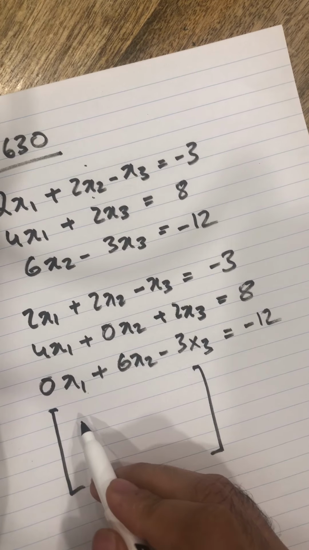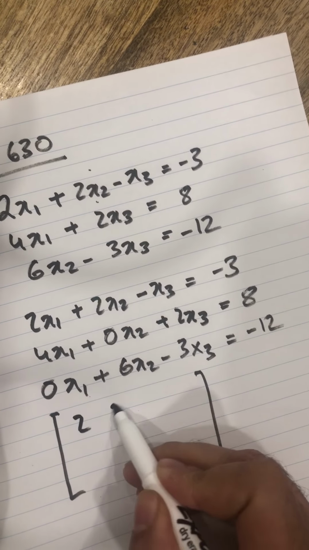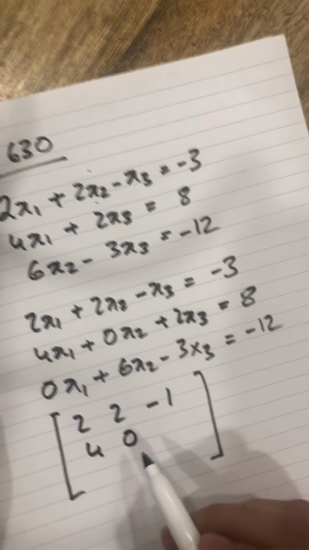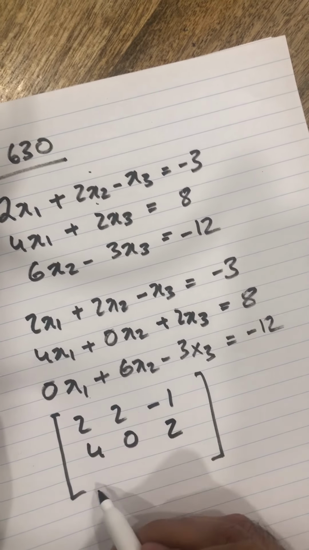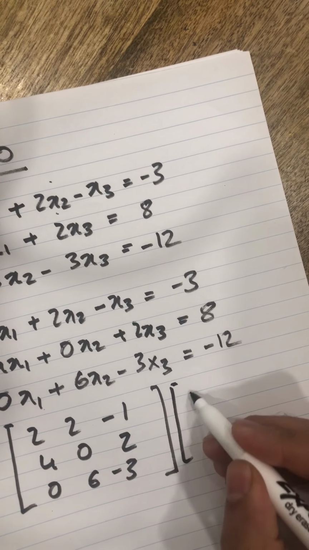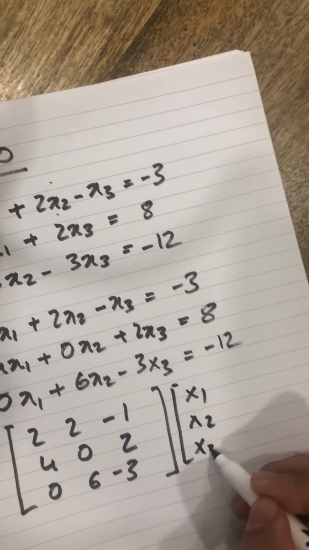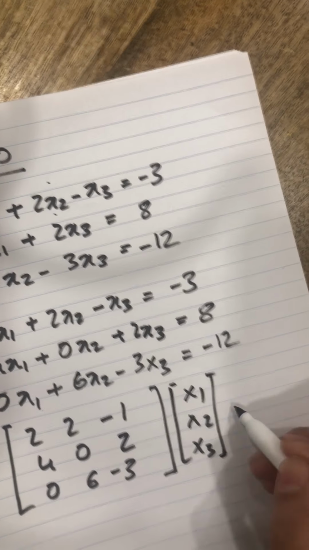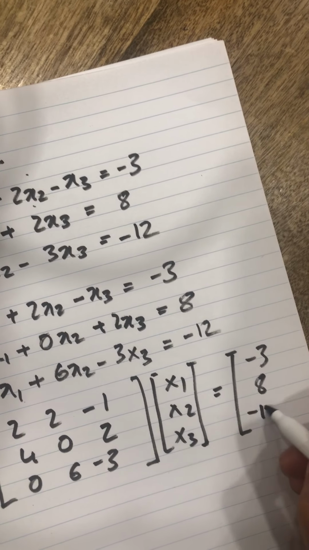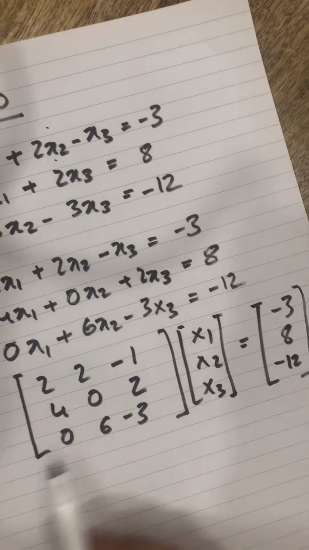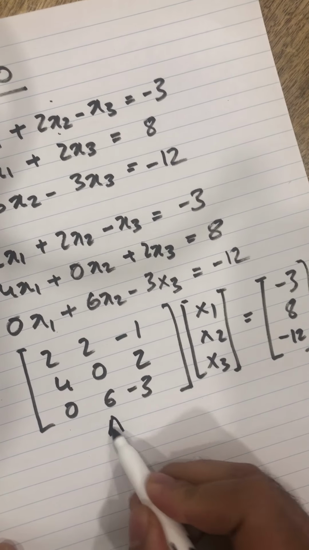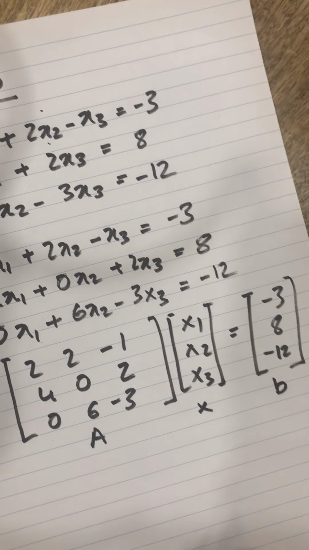So first take all the coefficients, 2, 2, minus 1, 4, 0. So the 0 is important. 2, 0, 6, minus 3, into x1, x2, x3. This should equal minus 3, 8, minus 12. Okay, so now you have written these 3 systems of equations in matrix form. So this is your matrix A, this is your matrix X, this is your matrix B.